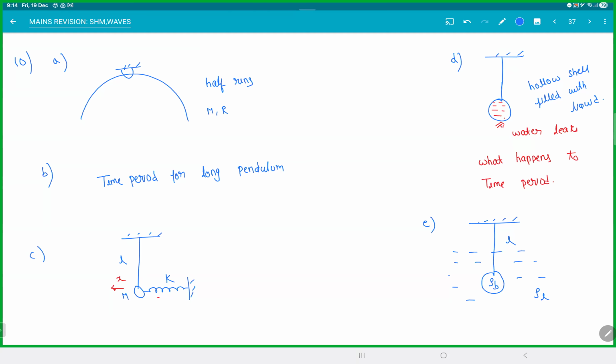Get them. I'll give you 4 minutes. C is a good one. Instead of a spring, if I put a rubber band, it becomes an advanced question there. But okay, let's do it for a spring now. Try.